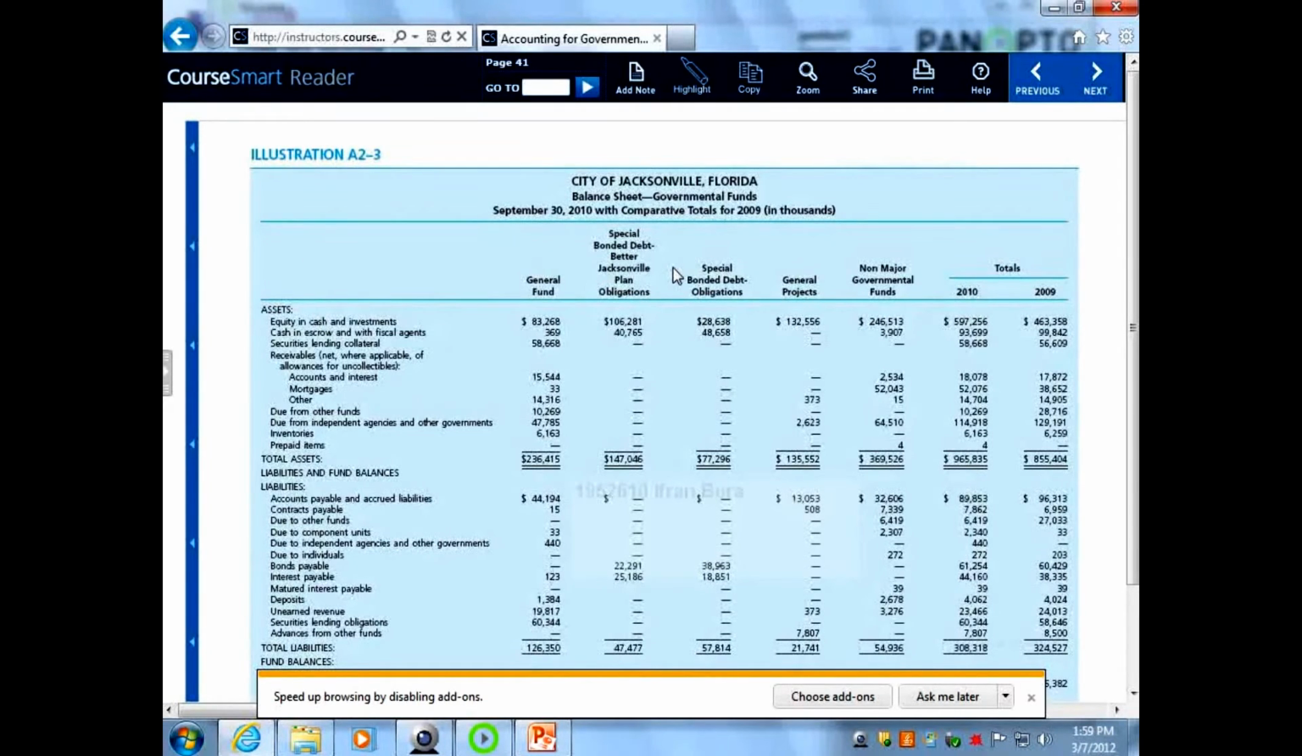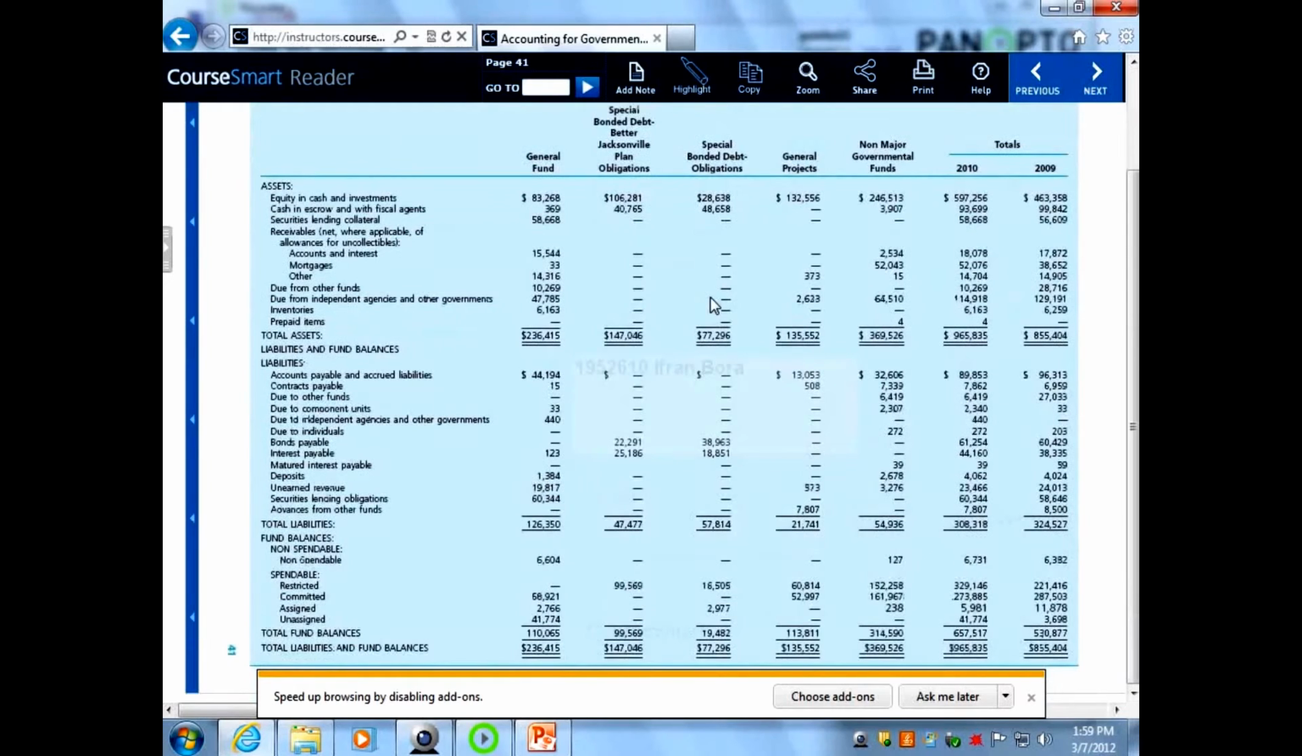So just for the time being, take a look at that, and then we'll go into more detail. Next thing, the other statement had net assets. Here, what do we have? Fund balance. Remember the other had assets, liabilities, and net assets? Now what do we have?